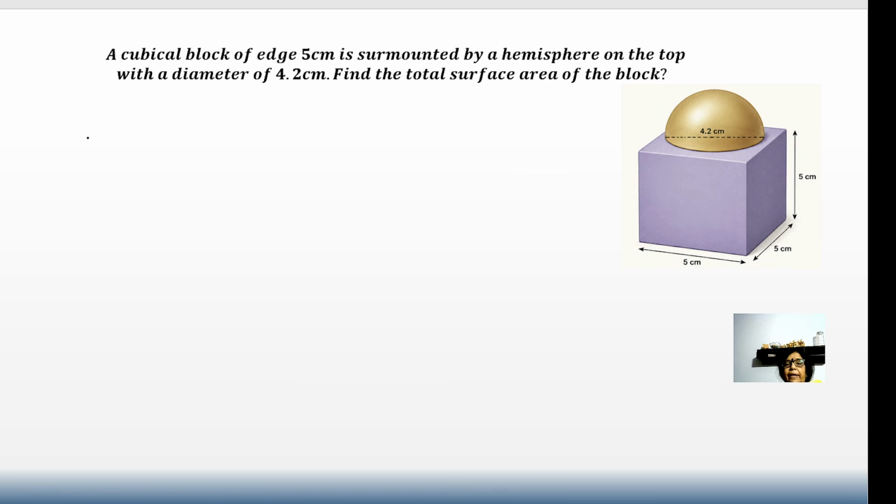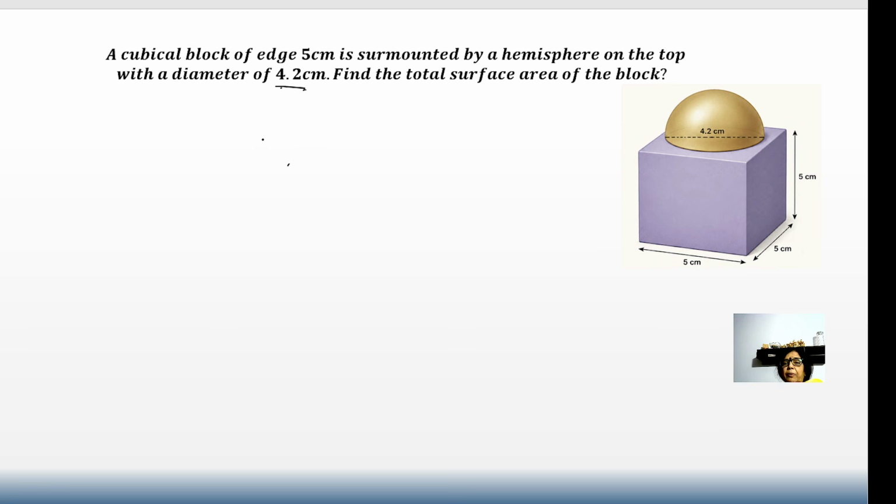Next question: a cubical block of edge 5 centimeter is surmounted by a hemisphere on the top with a diameter of 4.2 centimeter. Find the total surface area of the block. So here we have a hemisphere surmounting a cube. Another important thing in this question is that 4.2 is the diameter, so this diameter is not equal to the edge of the cube, that is 5 centimeter. So all around this hemisphere, you find some place vacant.